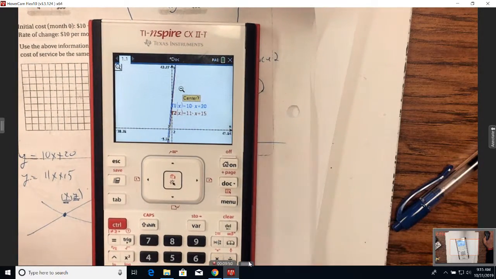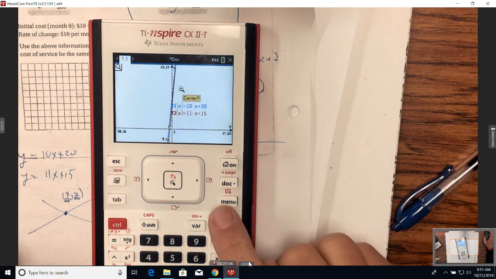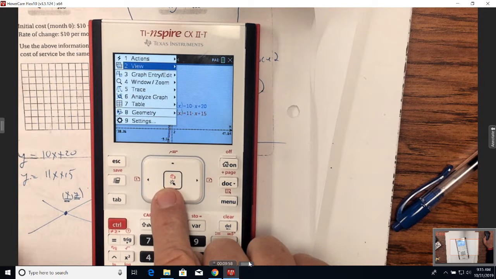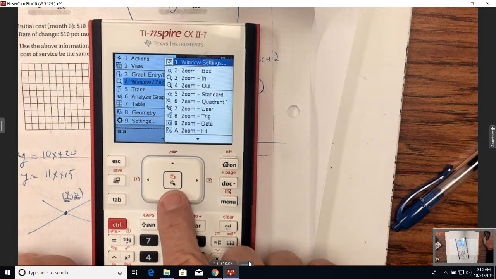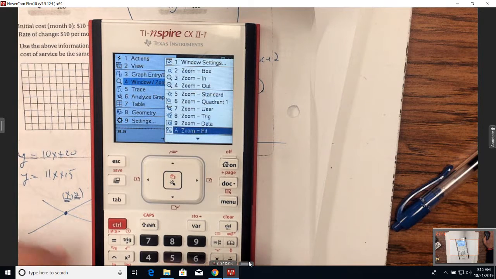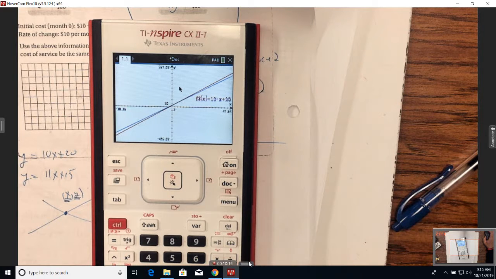Instead of doing that, there's a faster feature to zoom into both of these a little bit easier. Hit Menu, go to Window Zoom, which is 4, and then do a zoom fit. Do you see that little screen right there? It's saying, hey, I'm going to try to fit these in the screen as much as I can, which is A, so just hit enter. Okay? And then it kind of fits it in the screen better.